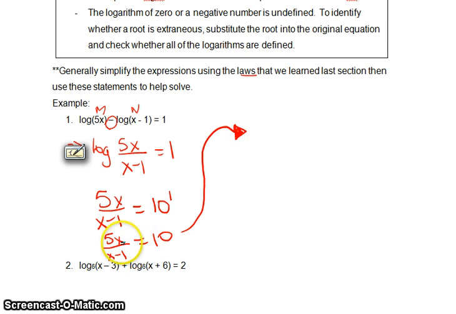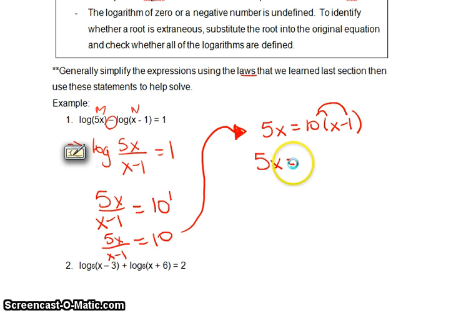And then to get rid of that fraction, we're going to multiply both sides by that denominator. So we have 5x is equal to 10 times x minus 1. And from there, we're going to distribute this 10 to each of those terms in those brackets. So we have 5x is equal to 10x minus 10. Now this is probably starting to look more like grade 9 where we're solving for a variable, and that's exactly what we're going to do.